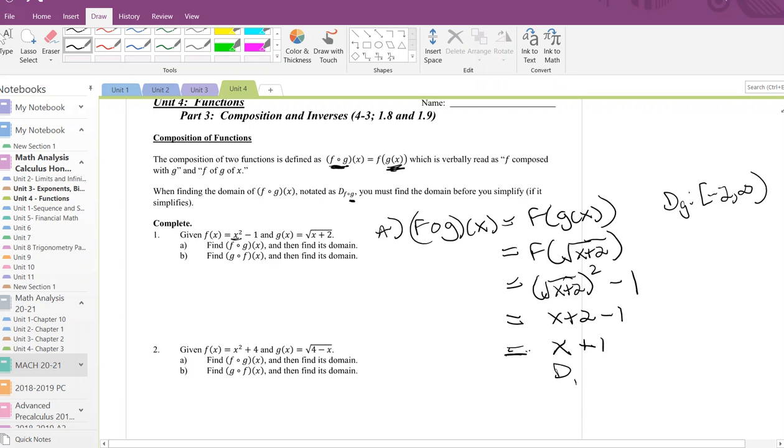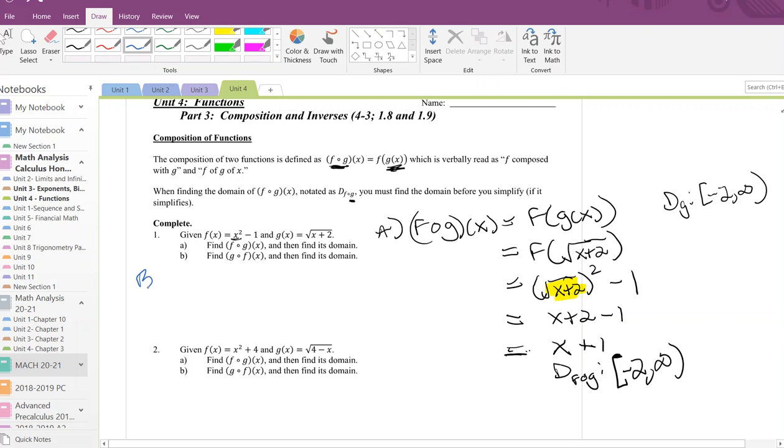However, the domain for f of g of x, since this is all real numbers, and this is greater than or equal to negative 2, it would be greater than or equal to negative 2. So basically, it's the intersection of those two. Because you have to take into consideration the restriction here on the square root of x plus 2. Even though when you square it, it becomes x plus 1, you still have to be able to substitute it in the g function first, then the f.